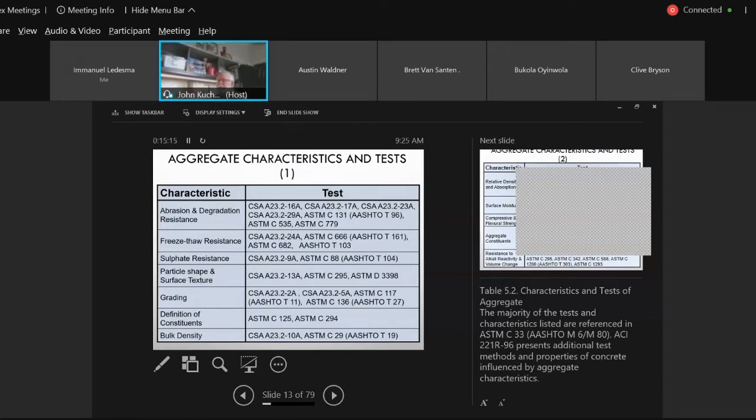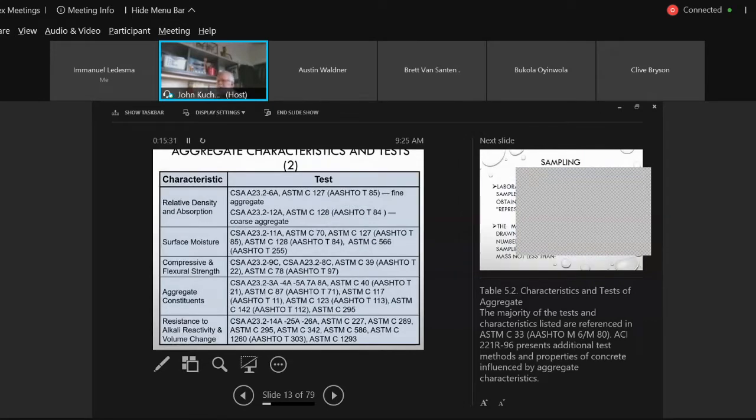Particle shape and surface texture. Talk about that. Grading, you guys know. Even bulk density. There's the CSA 10A that you guys were just working on as we speak, lab 1. Relative density and absorption. We need the density to be able to do our volume calculations. Moisture content. You're well familiar with how to do our moisture contents. That was one of the first things I think you learned with Natalie.